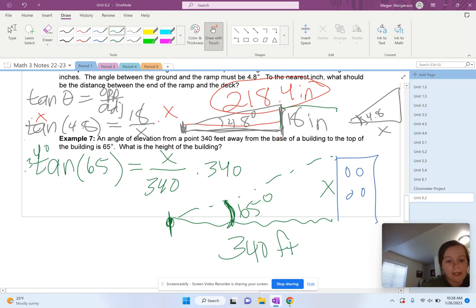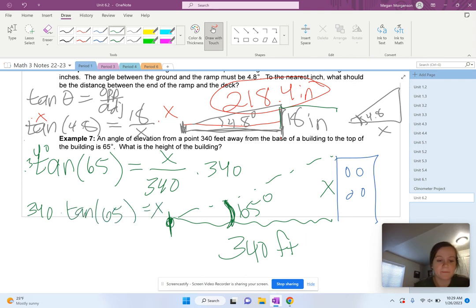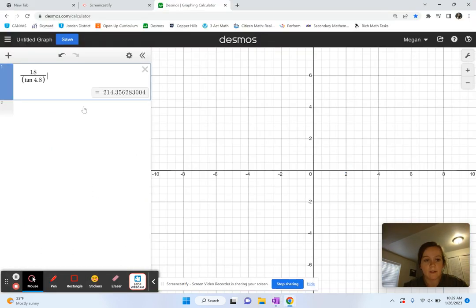And we get 340 times tangent of 65 equals X. So I'm going to plug that in. 340 times tangent of 65.